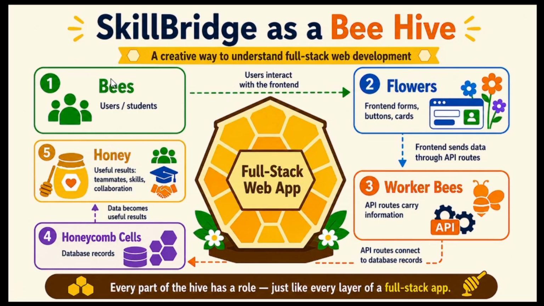So the second part is the flowers. In this analogy, the flowers represent the front end. The front end is the part that users directly interact with. So the forms, buttons, cards, search bars, navigation links, page layouts, they're all like flowers. Just like how bees go to flowers to collect nectar, users go to the front end to give information or to get information. So for example, when a student fills out a form to create a skill profile, they are basically interacting with the front end.